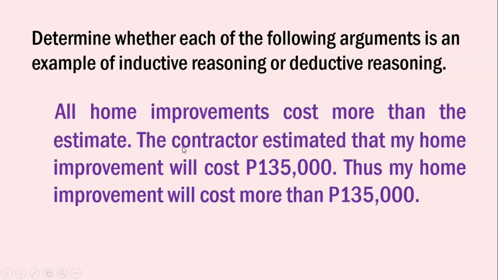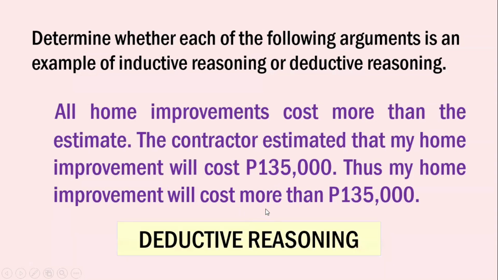Next, all home improvements cost more than the estimate. The contractor estimated that my home improvement will cost 135,000. Thus, my home improvement will cost more than 135,000. So in this case, this is an example of deductive reasoning. Alright, so it starts with a general case. A specific case is yung my home, and then it gives the conclusion. Alright, so those are the examples of deductive and inductive reasoning. Alright?